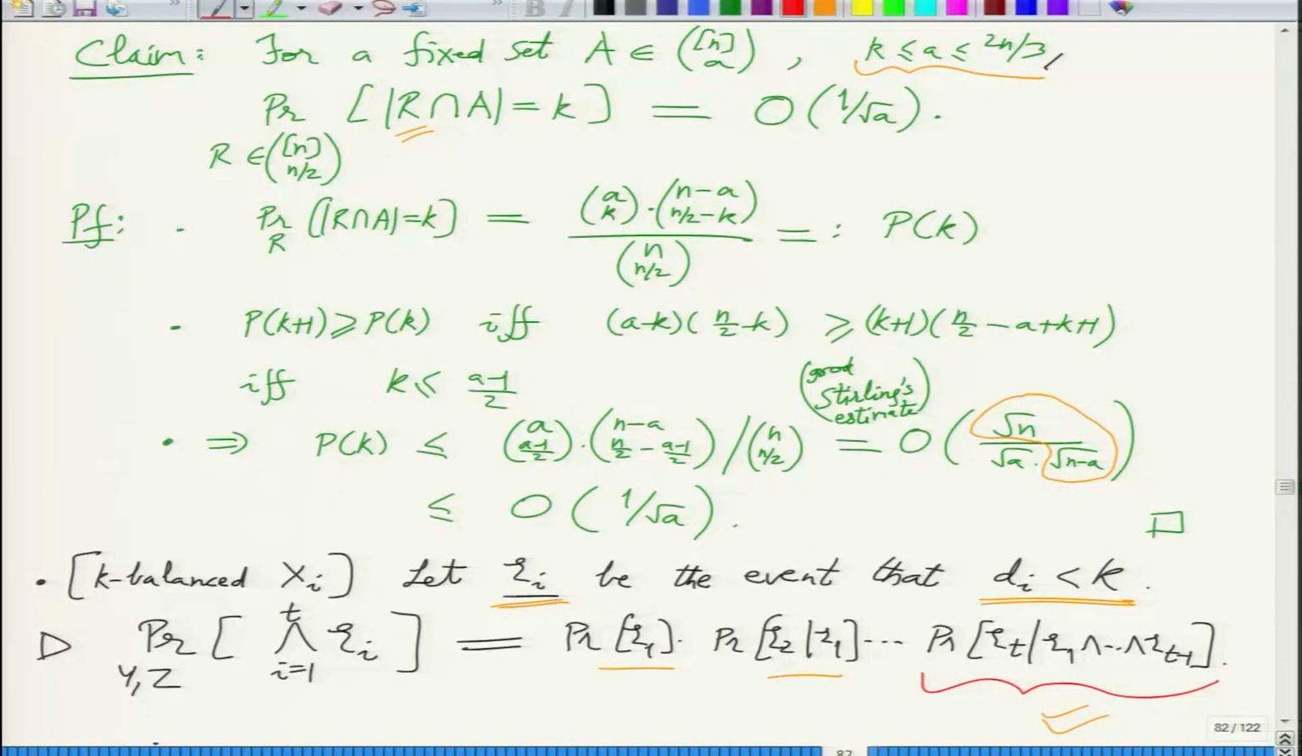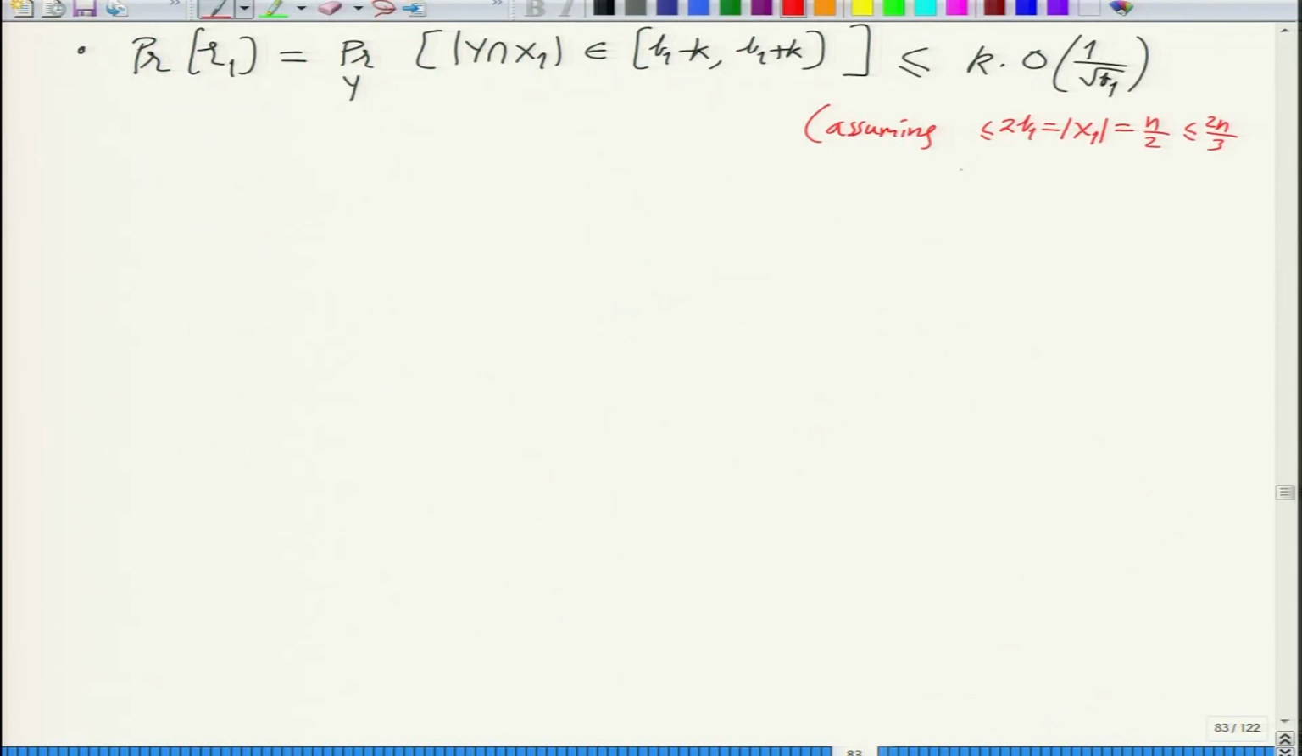Okay, so this is the discrepancy bound. We'll pick it to be very small. We'll make sure it's less than or equal to b1 by 2. b1 by 2 means n by 4. We'll pick k to be quite small.